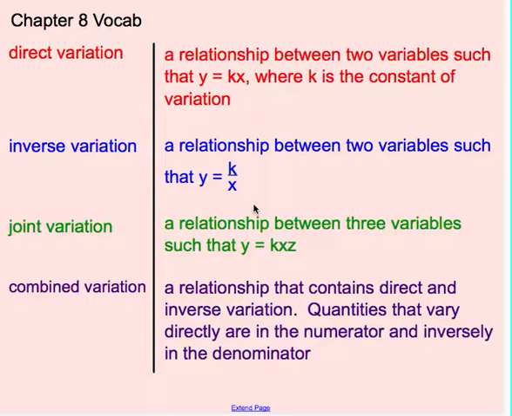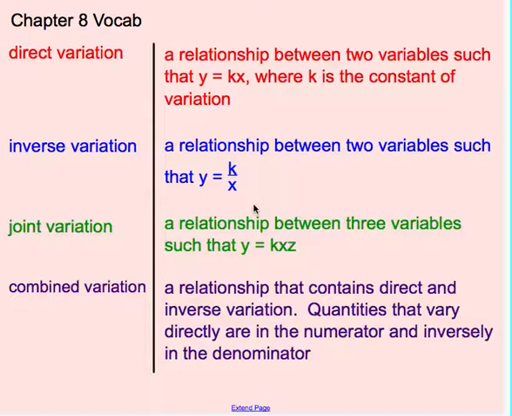We are starting our Chapter 8 unit, which is on rational and radical functions. The first topic we're going to take a look at is variation. There are 4 different types of variation, as you can see. The first is direct variation, when y equals kx. So it's like a line with no y-intercept. So imagine if you're graphing a line, it goes through the origin.